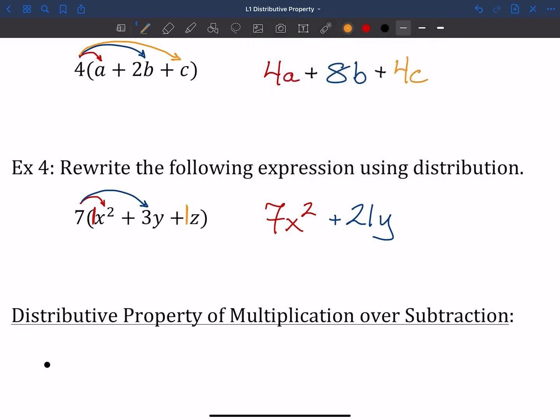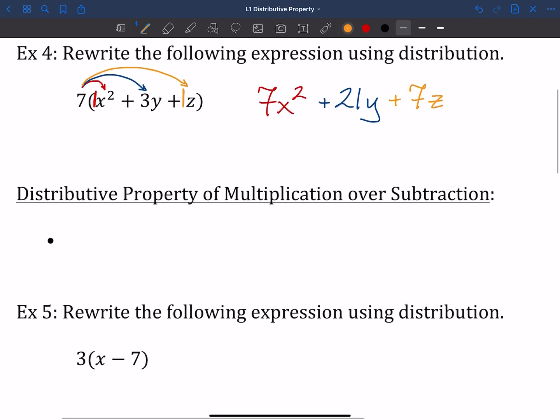Then we move on to the z at the end. 7 times 1 is 7, and that z comes along. We didn't get rid of it. It's still hanging out. That's as far as we can go with these problems. I can't add x squareds and y's and z's. They're all different variables, so we can't smush those together. So that's all we got to get to.